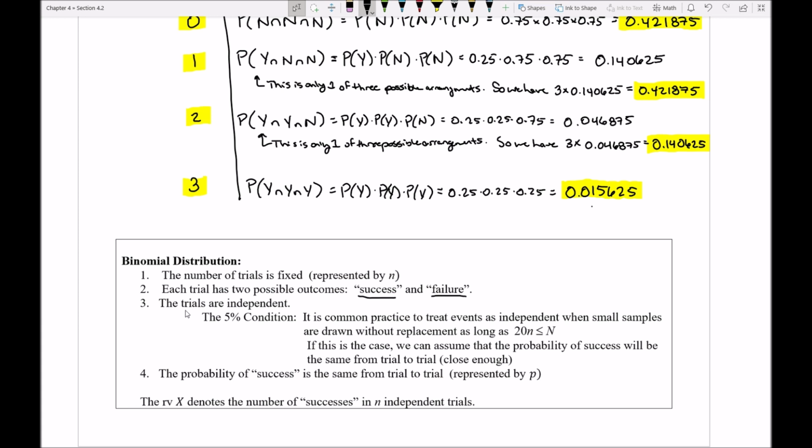The trials are going to be independent, so every time I do something, it's independent of a previous result. For the moment, you can ignore this 5% condition, although this will show up a little bit later in the course. We'll revisit it at that point. And the final and fourth property is that the chances of hitting a success, that is of getting the thing that you wanted, is going to be the same from trial to trial. And that's often represented by the letter p. So here I state that the random variable x in a binomial distribution denotes or stands for the number of successes that we will end up with in n independent trials.